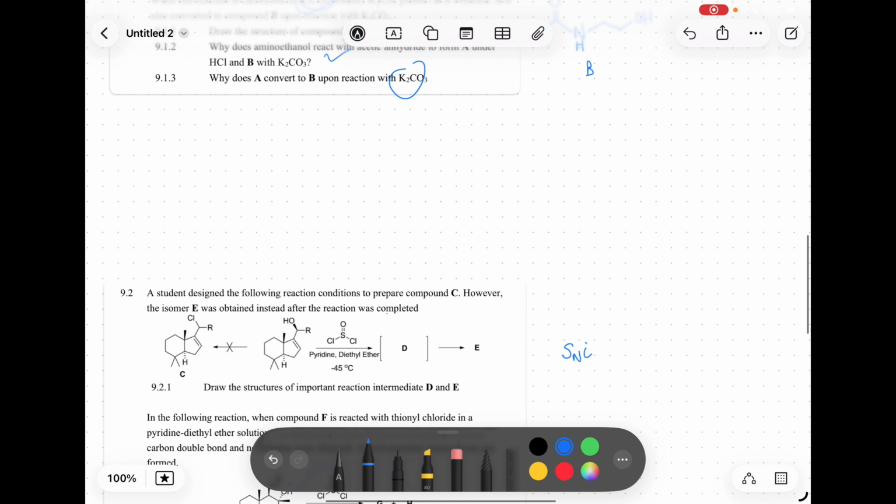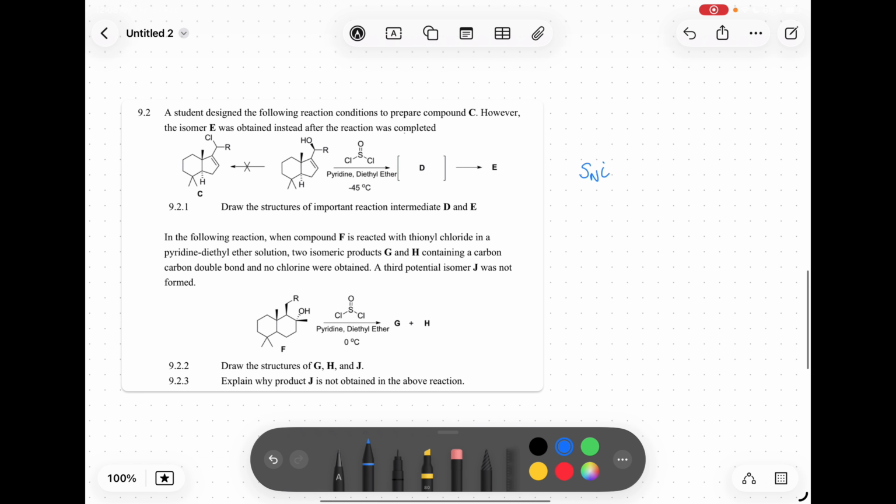Yeah, let's take a look at 9.2 now. So 9.2 is the question that I have to actually search up online. It is also something that I'm not very familiar with. So what happened here is an SNi type reaction. So that's an internal substitution. So the reason that we don't get compound C is because something else happened, as the question said.